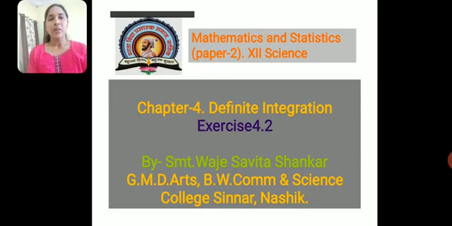Now we have to study chapter number 4, Definite Integration. In that chapter we have already studied the topics definite integral as limit of sum and fundamental theorem of integral calculus. We have also studied the 8 properties depending on the fundamental theorem of integral calculus. By using these properties, we have to solve exercise 4.2.